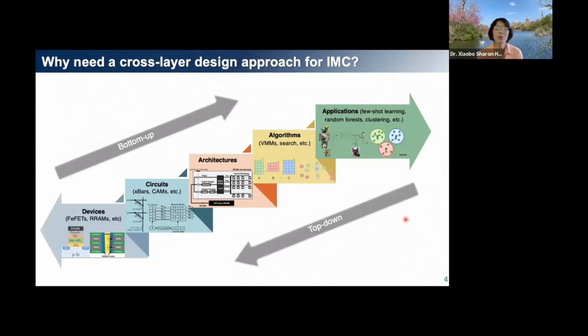Now, it's also important to examine the problem from a top-down perspective. Depending on the application level requirements, say energy or performance, one may choose one architecture or one device over the other. So in the rest of the talk, I would like to use one type of AMC core to illustrate how the choices at different levels interact with each other and how to get the most out of these.